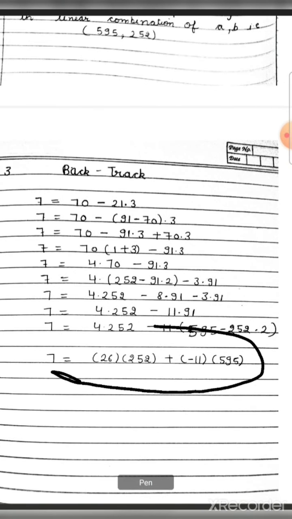We will get this, which is the linear combination of those two numbers, 252 and 595. So we have represented the GCD in the terms of linear combination of those two numbers.